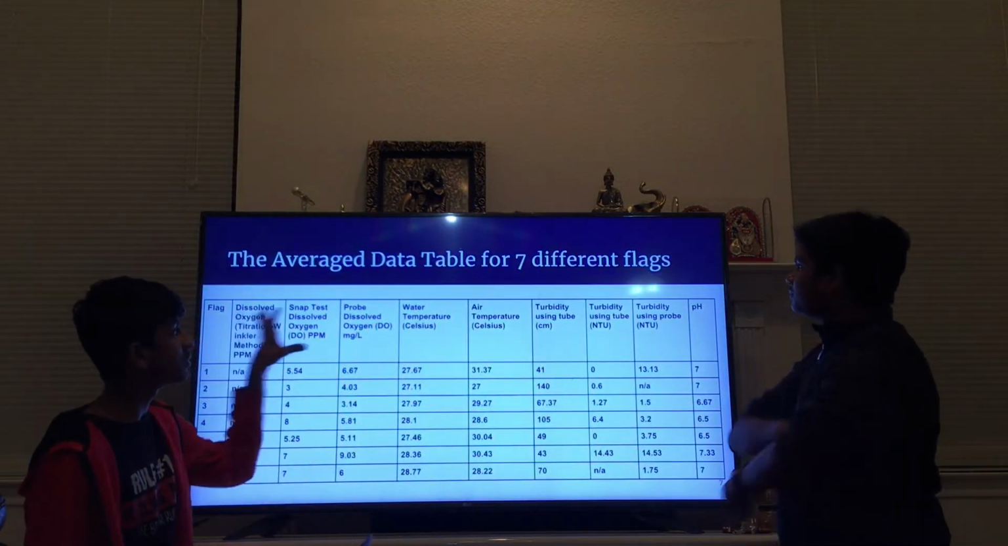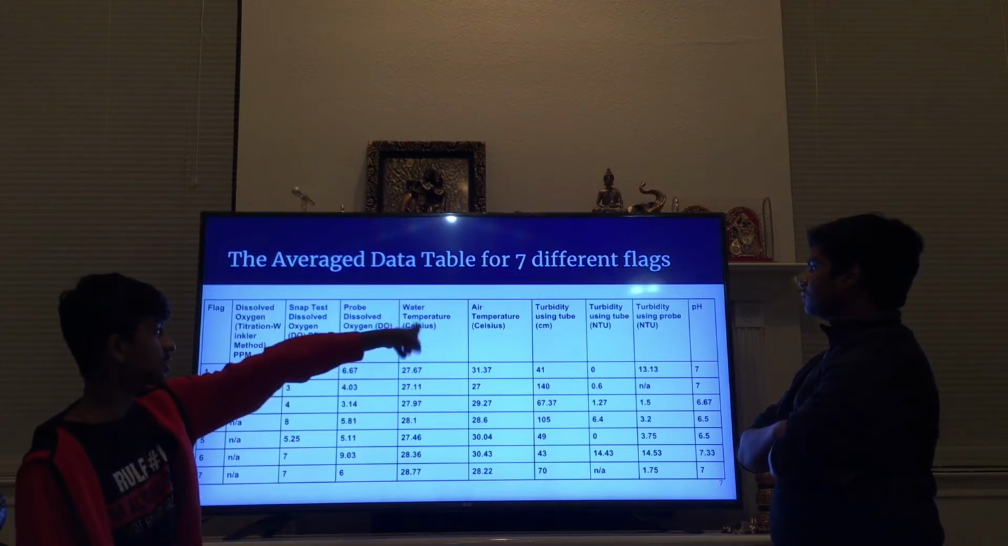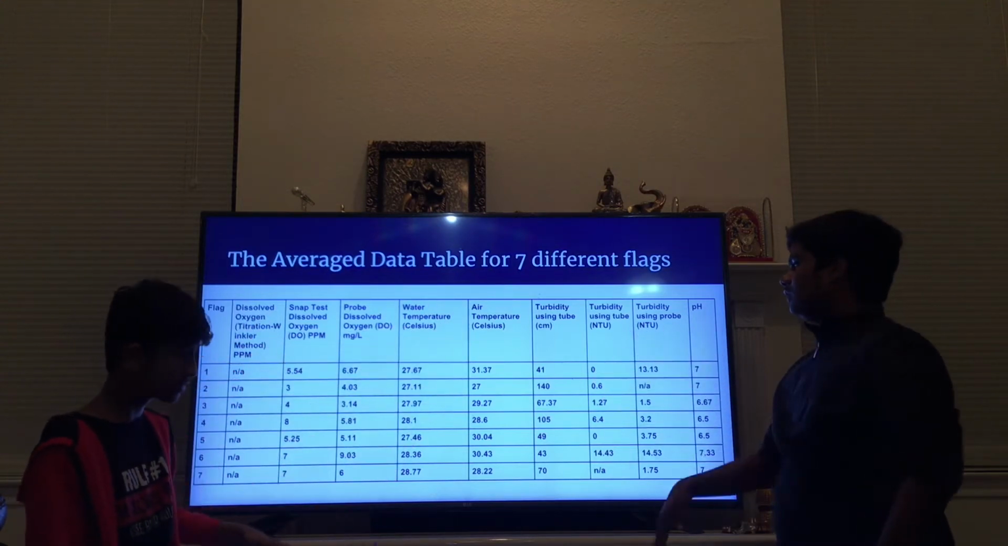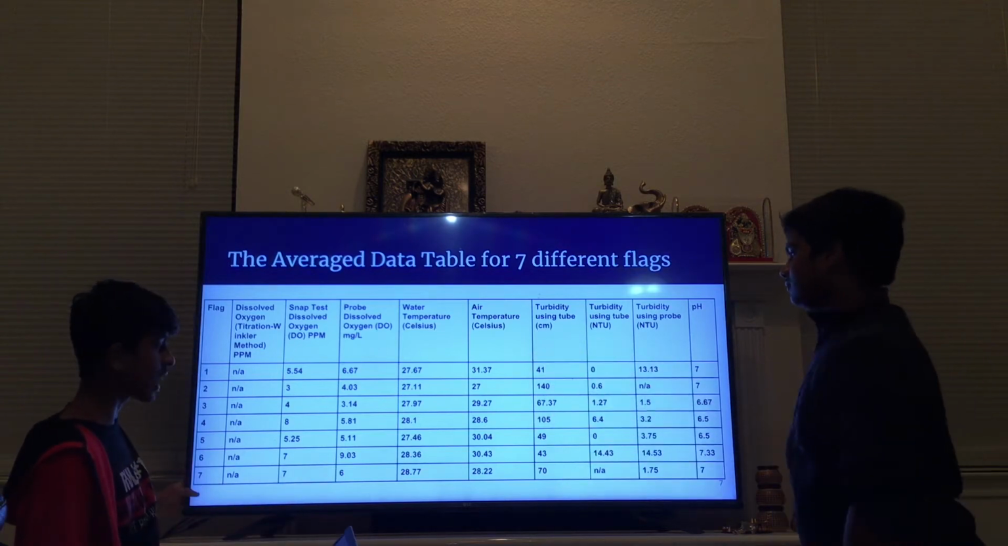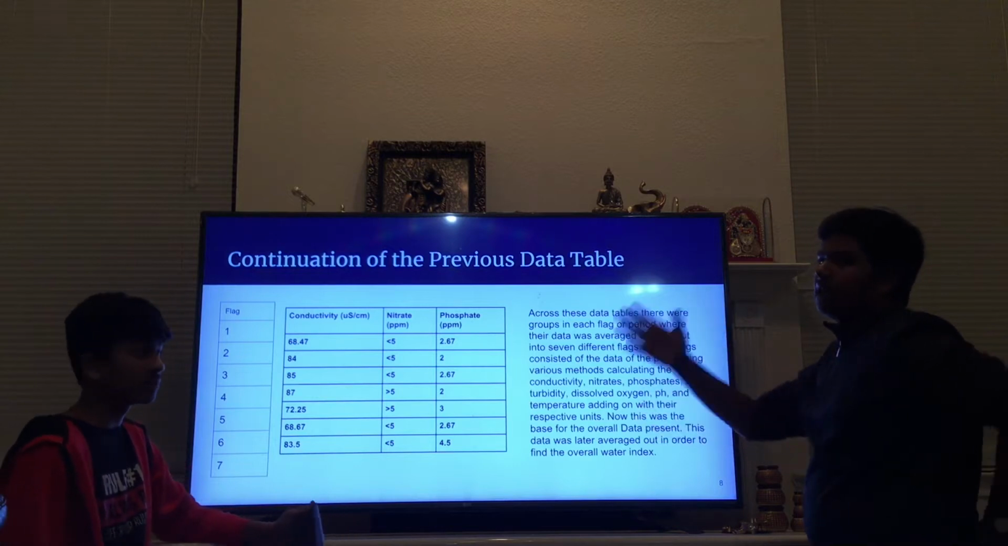Here's our table with the 7 different periods data: the dissolved oxygen, the probe used for dissolved oxygen, the water temperature, turbidity, and the pH and everything. The flags. And here are your 7 periods of our average data. And then these are the conductivity, nitrates, and phosphates, and these are the extended form of the last table from the previous slide.